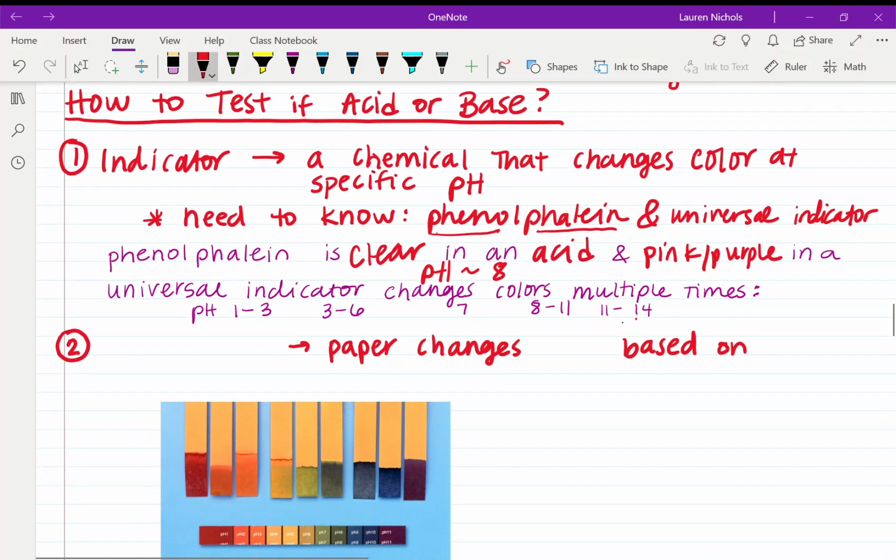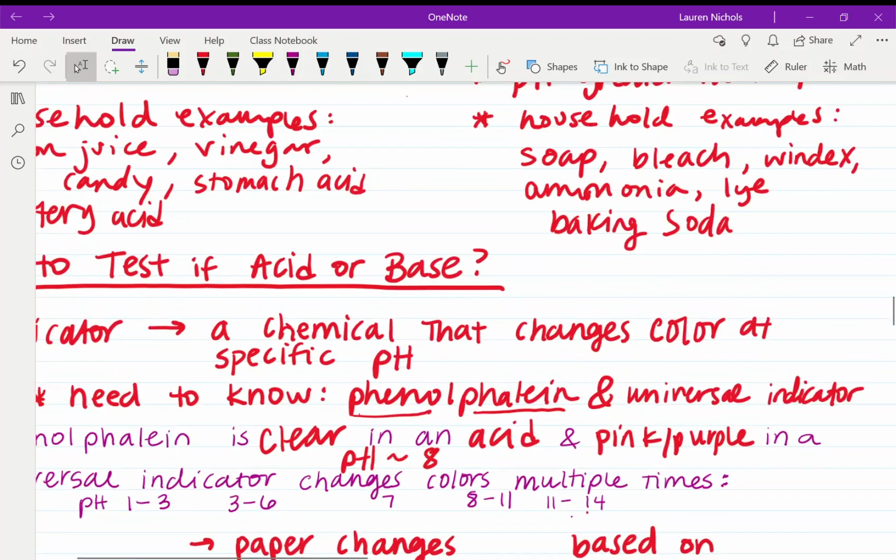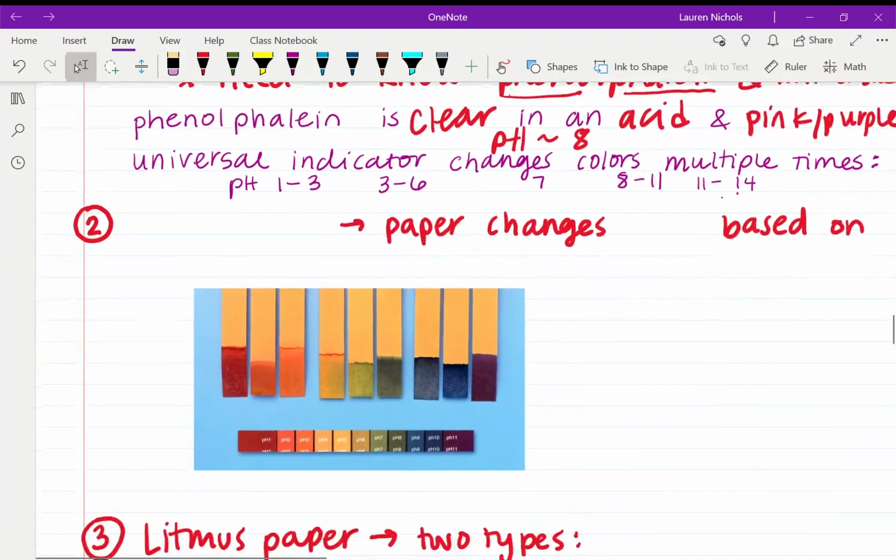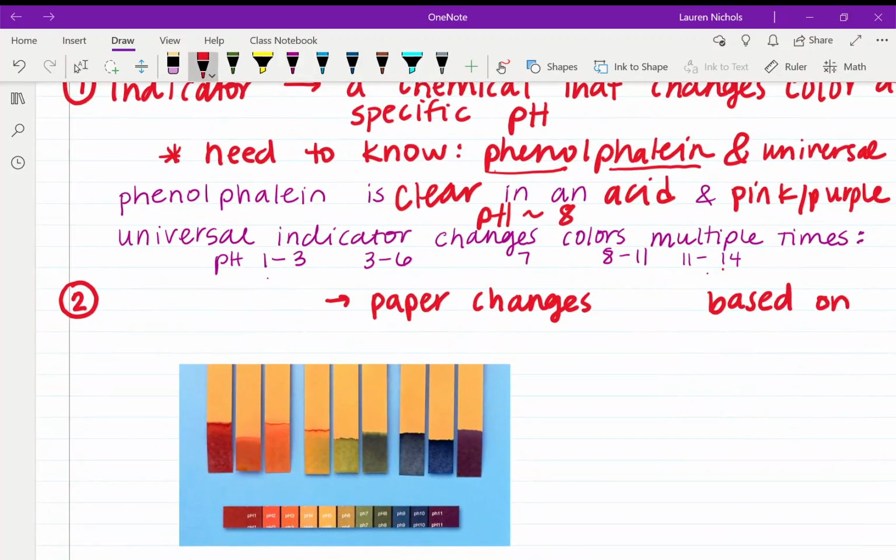Whereas the universal indicator is going to change colors multiple times because it has multiple indicators in that solution. So at a pH of 1 to 3, the solution is going to be red. Whereas from 3 to 6, it's going to change to be kind of like an orange yellow color. And at a pH of 7, it's green.